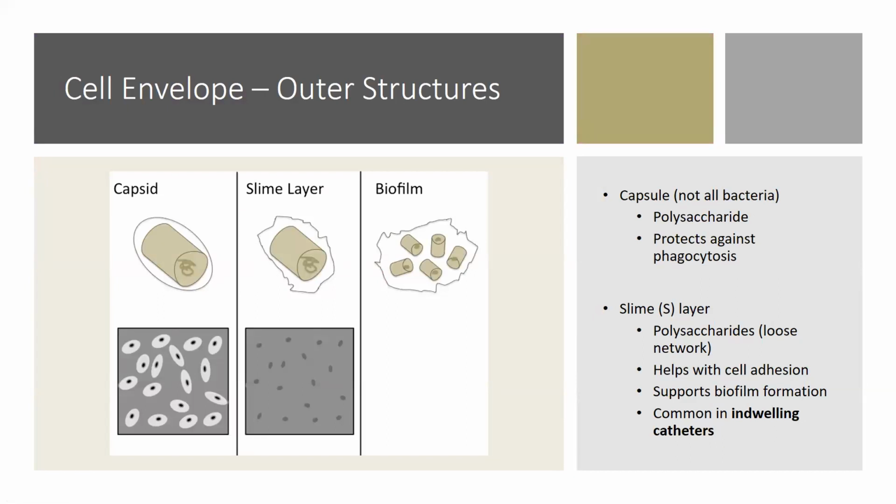Then we get into the outer structures of the bacteria. These are where it becomes a little bit more important. Capsules, not all bacteria contain a capsule. They are polysaccharide in nature, and they protect against phagocytosis. Bacteria that contain capsules are unable to be tagged initially or identified initially by our macrophages and digested and presented. So they have to be opsonized via antibodies. And so that process takes longer.